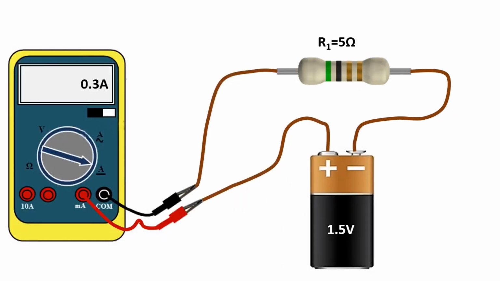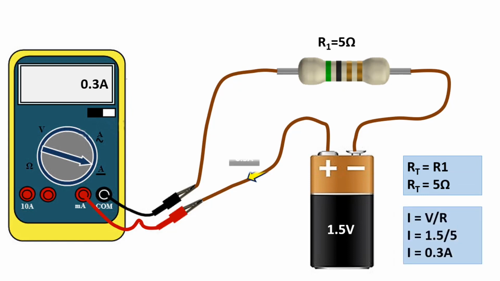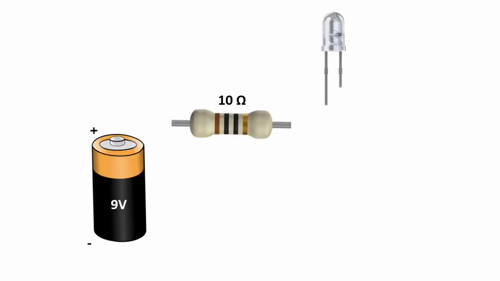We have seen that the current value decreases as the resistance value increases. We can find the same result by measuring the current flowing through the circuit with the help of a multimeter. In the ammeter function, when we connect the multimeter in series with the circuit, we can measure the value of 0.3 amps. This example will be very useful for us to understand the relationship between resistance and current.